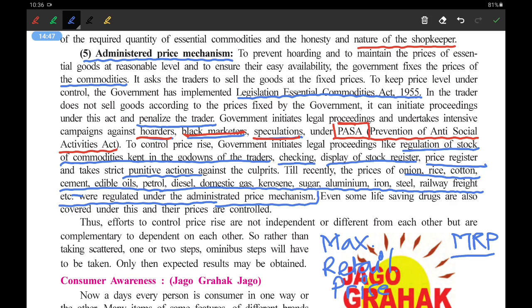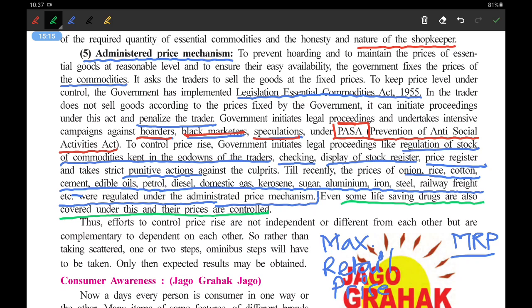Even some life-saving drugs are also covered under this. Okay, some drugs, meaning medicines, are also covered under this particular act, and their prices cannot be kept very high. Right? Medicines which people take on a day-to-day basis, like for blood pressure or diabetes or some which are to be taken daily, so they come under this.